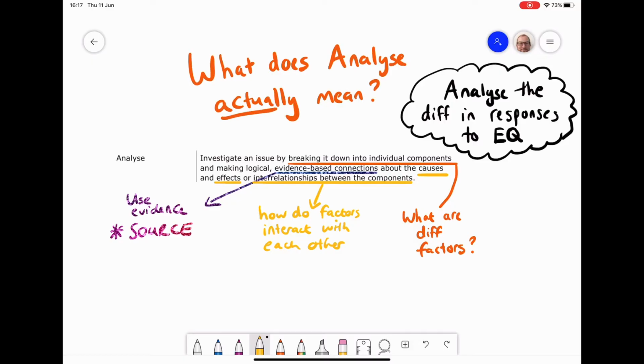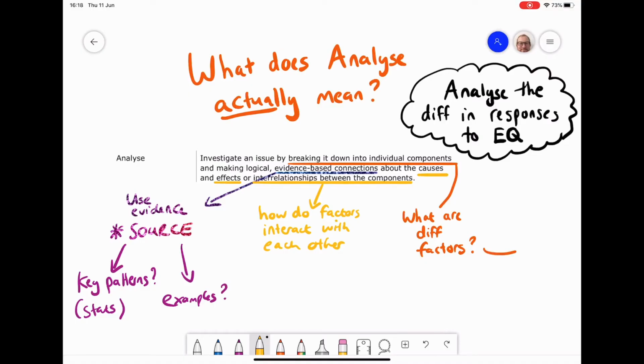So to help aid the understanding of this, I've given an example question here called Analyse the difference in responses to an earthquake. The first place I would start with a question like that is I'd go to the source and try and see what kind of key patterns or examples are in the source that I can then apply my geographic knowledge to. I can then, when I see some patterns and examples, start to think, well, how does that relate to factors I know about responding to earthquakes?